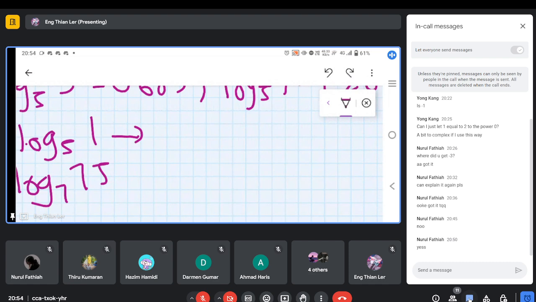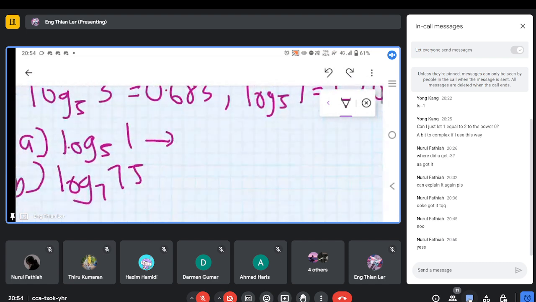So I want to tell you that this is actually one of the laws of a logarithm. No matter what base you are, if the thing you want to take the log of is 1, it will be 0. Why?